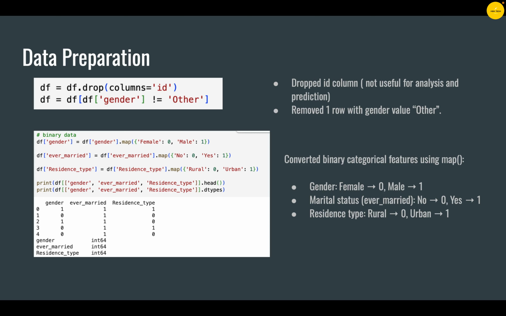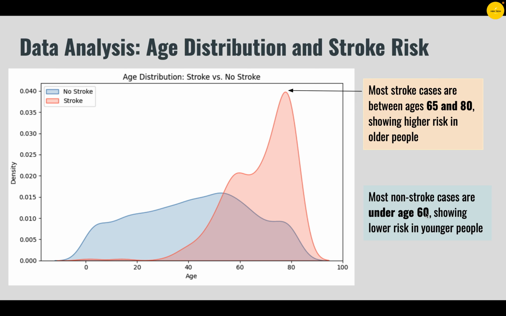In the gender column, there was one entry labeled other. Since it was just a single row, it wouldn't provide meaningful insights and it could confuse the model and analysis, so I decided to drop that one record to keep the data consistent. So after data cleansing, we moved to the analysis part.